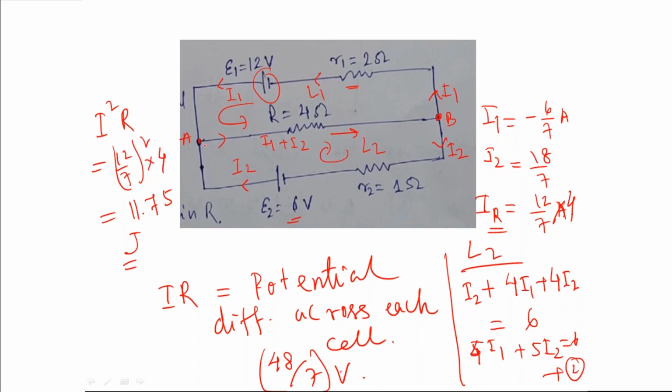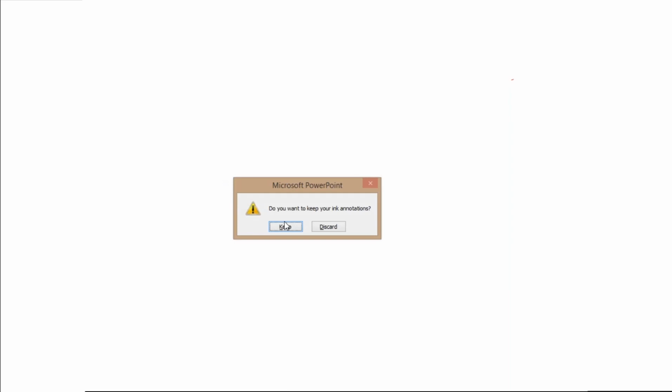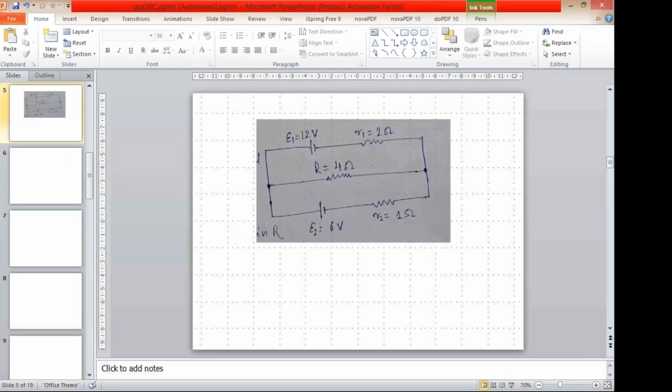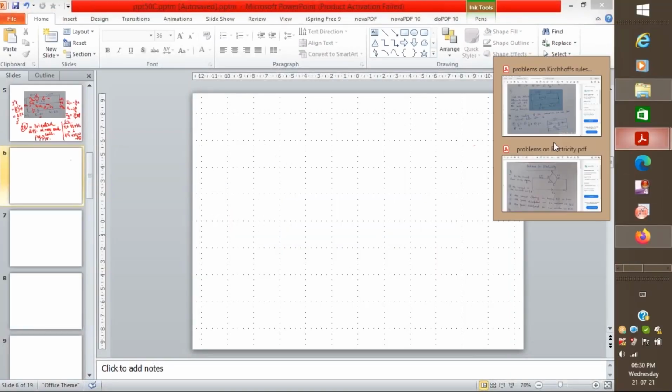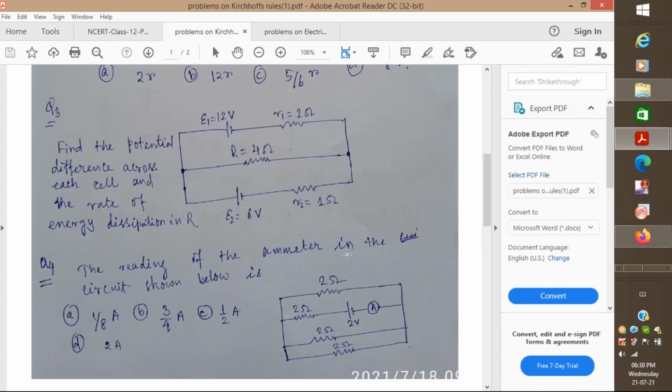Okay, so I hope you guys have understood this. This was a very straightforward problem. The only thing you have to understand is how to calculate the potential difference across each cell. That is the terminal potential of the battery, which you get from the voltage drop across the external resistance. So we will go to the next problem.